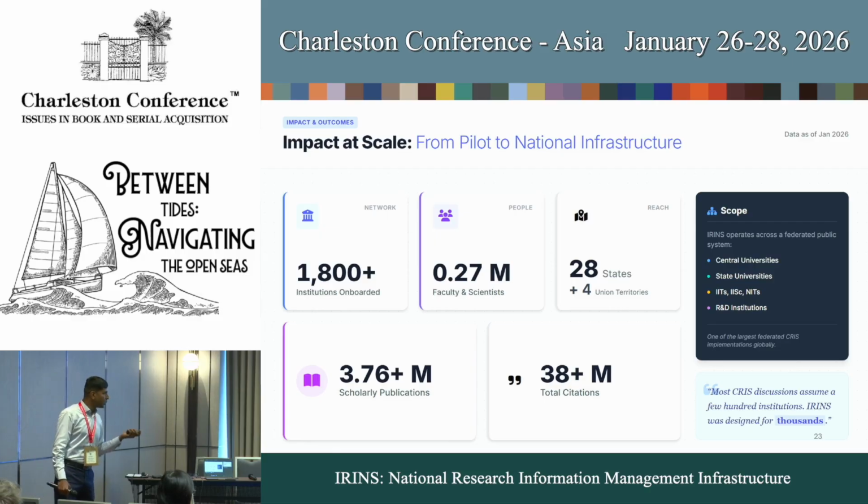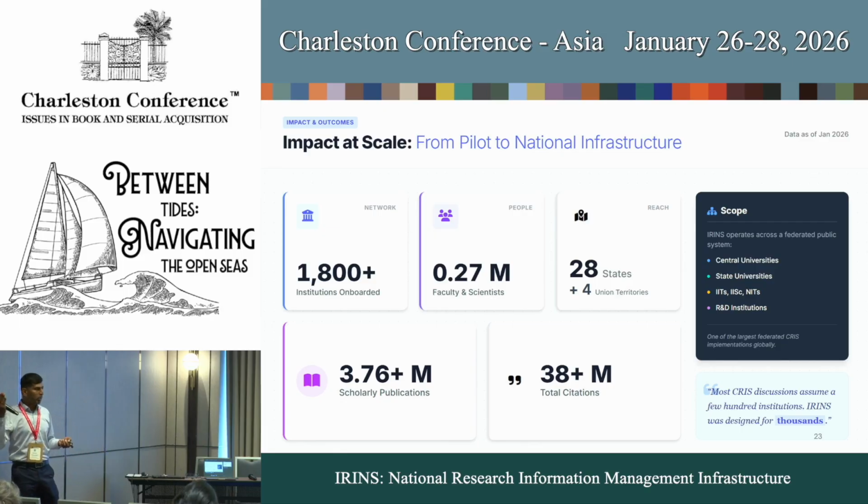Even other countries... EuroCRIS, many of you know about that. EuroCRIS is the organization that develops a standard for research information management systems. They are also maintaining a directory of research information management systems. In India, IRINS is number one in terms of the number of institutes implementing a research information management system. IRINS is the number one software because more institutes are using IRINS as the research information management system for their institute.